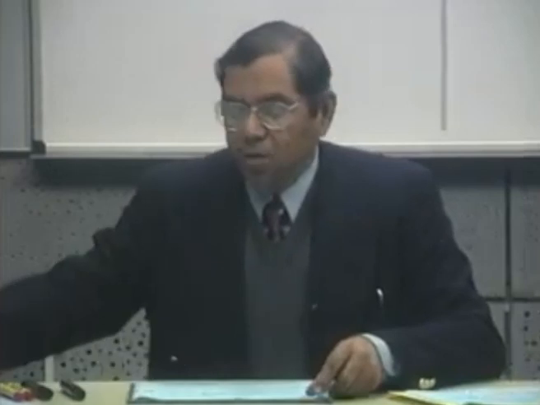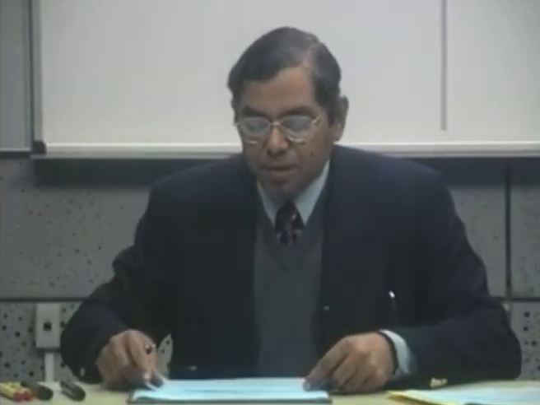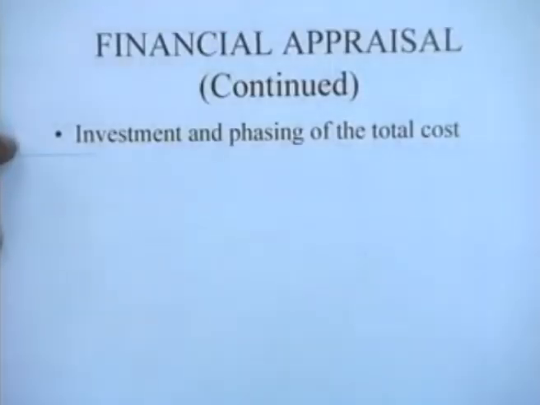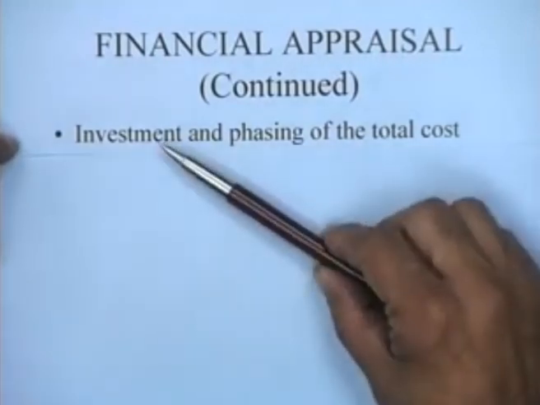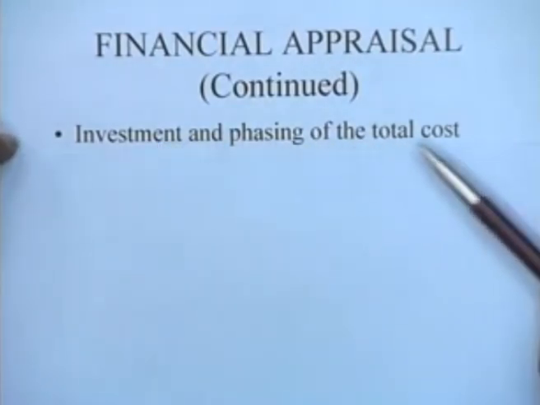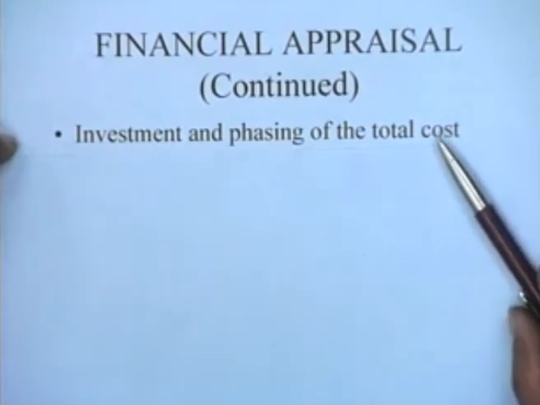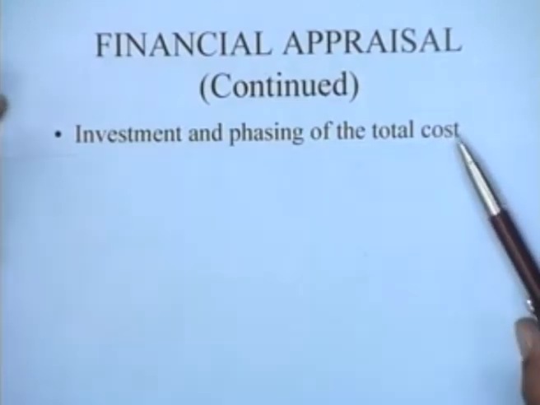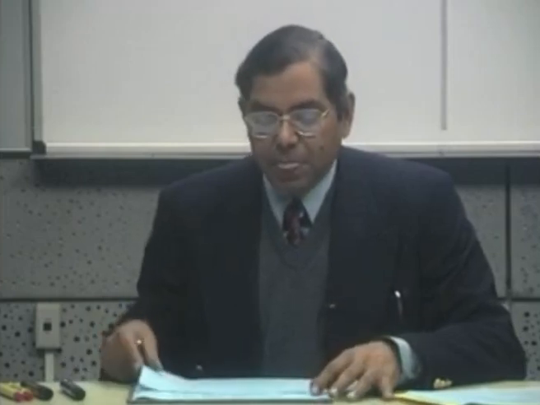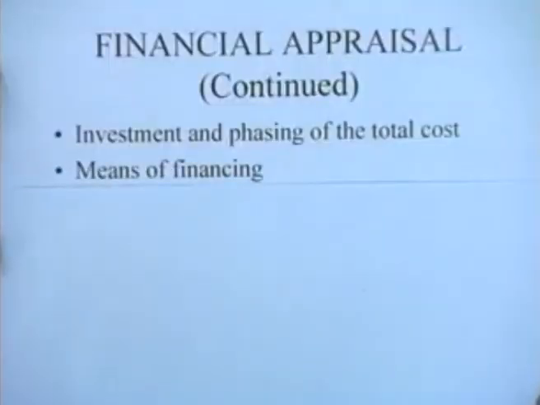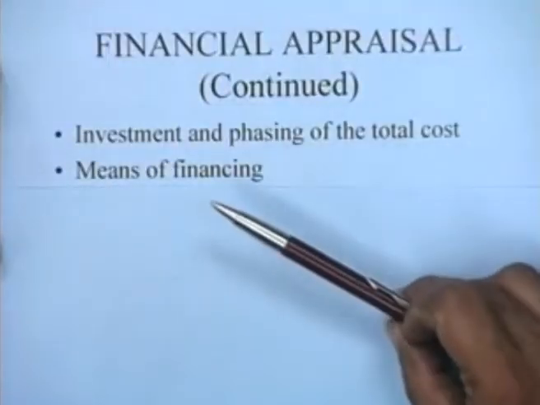Now, financial appraisal often talks about a number of things. We have generally to look at things like what is the investment in the project and what is the phasing of the total cost. Are we required to give the entire investment in one go, or is it spread out in 3 phases over the next 5 years? This is one of the important things that you have to consider in the investment. Then what are going to be the means of financing the project?